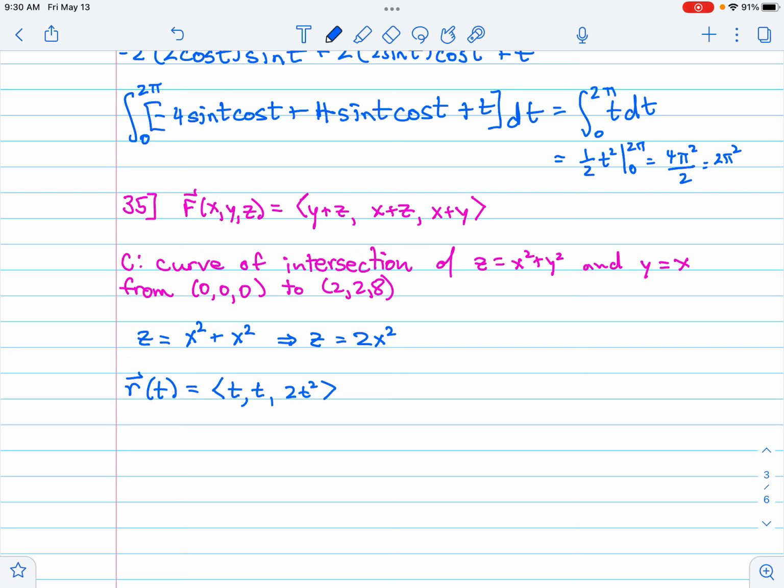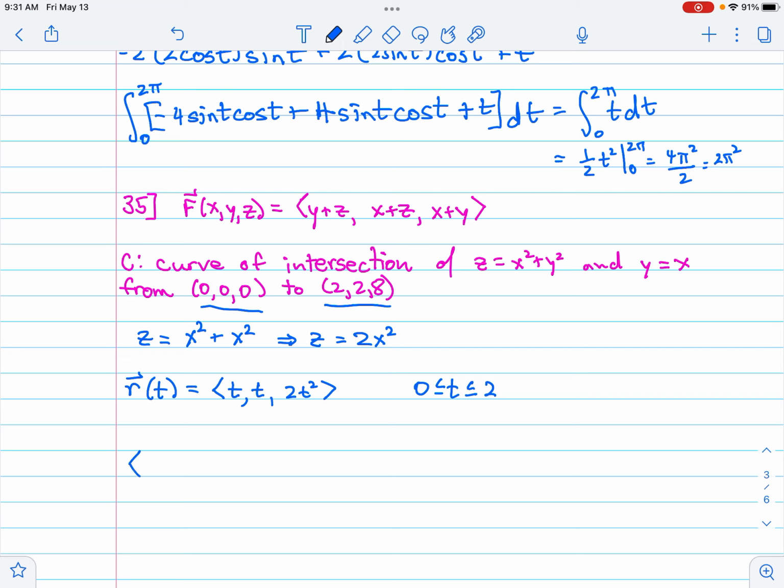Okay, now let's see how this works. We're going from 0, 0, 0 to 2, 2, 8. So I'm going to have t starting at 0. And let's see here. If I have t going to 2, let's see if that will work. We get 2, 2. Yeah, that will work. 2 times 4 is 8. Yeah. So this is what I want to use.